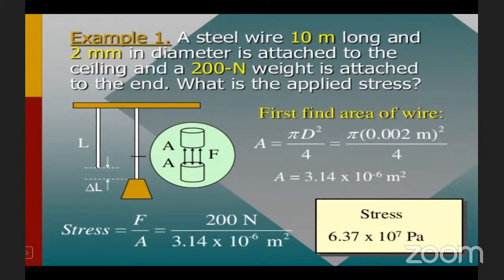Now we find the stress, F by A. F means force, 200 newtons, divided by the area A, which equals 3.14 into 10 to the power of minus 6. Doing the total calculation of 200 newtons by 3.14 into 10 to the power of minus 6, stress equals 6.37 into 10 to the power of 7 pascals.